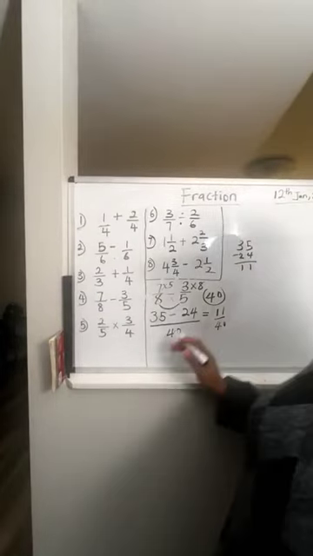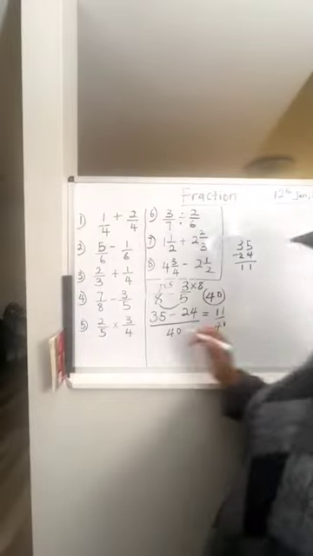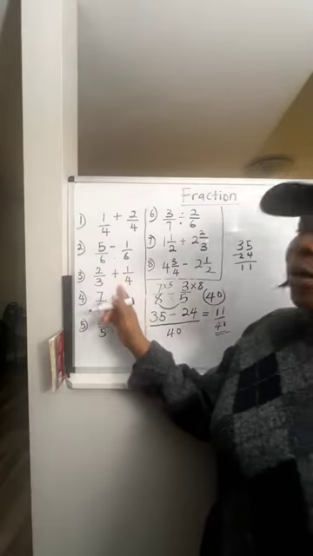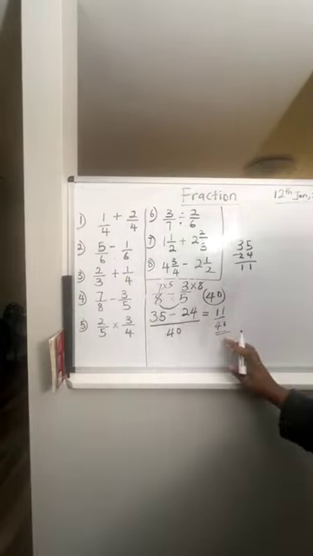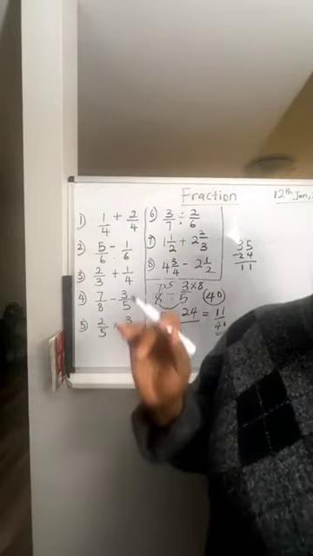So we leave our answer at 11 over 40. The same thing happened here, and we leave our answer at that. That is the same thing that happened here too. Our answer is 11 over 40.